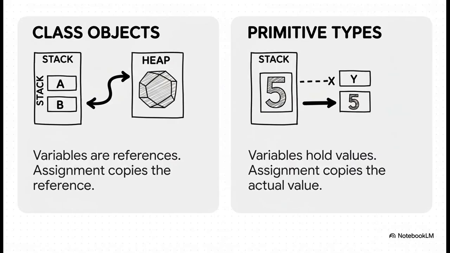Now, you might be thinking, wait a minute, simple things like numbers don't work this way. And you're right. Primitive types like int are different. When you say int y equals x, you're actually making a copy of the value. But for objects, which can be huge and complex, copying the whole thing every time would be super inefficient. So Java just copies the reference, the small, simple address.